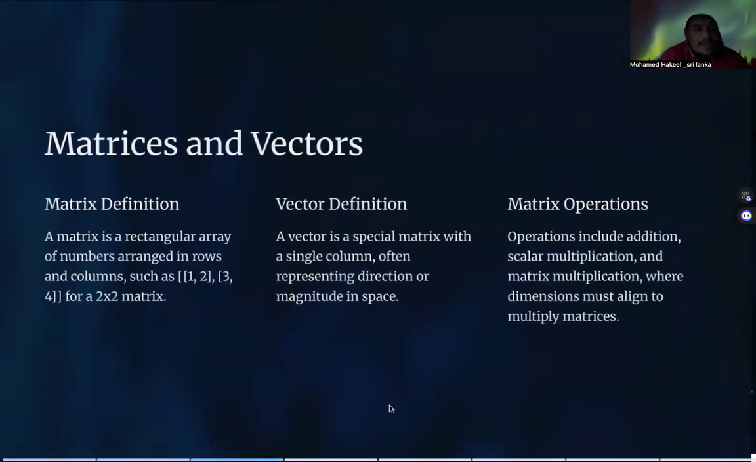Matrices and vectors. Matrix definition: a matrix is a rectangular array of numbers arranged in rows and columns, such as 1, 2, 3, 4, a 2 by 2 matrix. Vector definition.